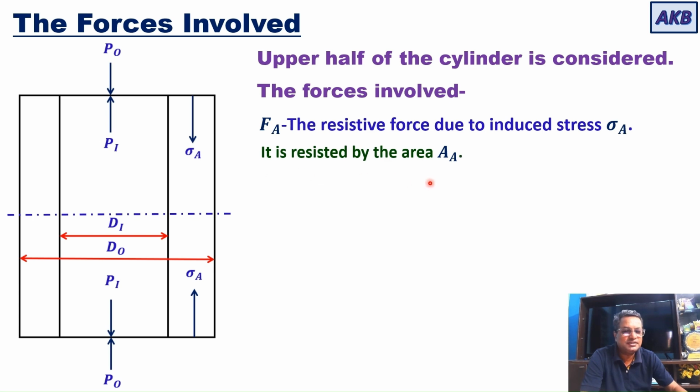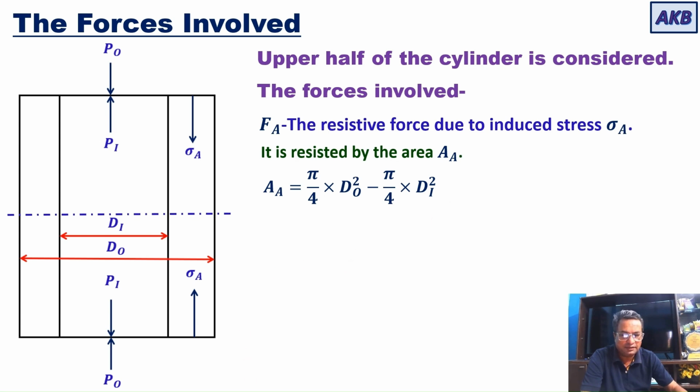And this force is resisted by the area Aa. And how is this area given? Aa is equal to pi by 4 do square minus pi by 4 di square. So we are talking about this area. The resistive force due to sigma A is resisted by this area. And this area will be the cross-sectional area based on the outer diameter minus the cross-sectional area based on the inner diameter. That is, Aa is equal to pi by 4 into do square minus pi by 4 into di square.